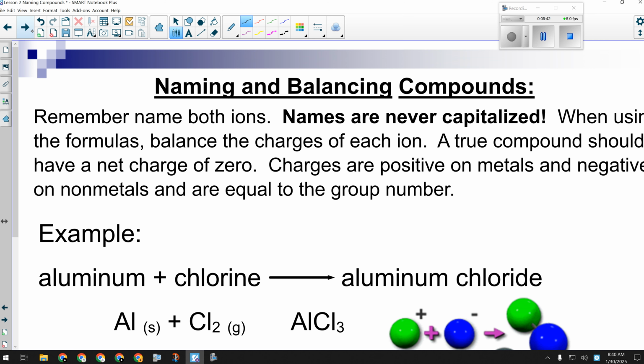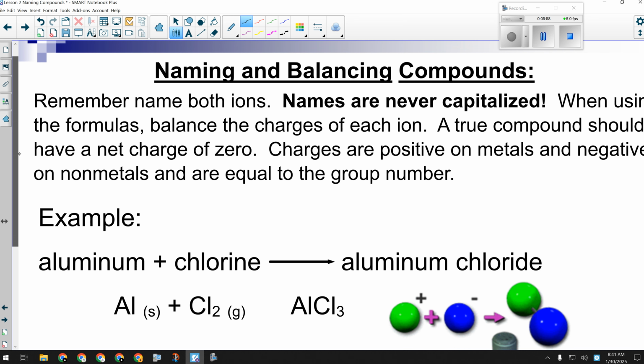Okay, so things to remember. Make sure to name both. The metal's name is not changed. You write it exactly as it appears on your periodic table. The non-metal is changed to "ide," and that's all you do. There's nothing else to it other than that.